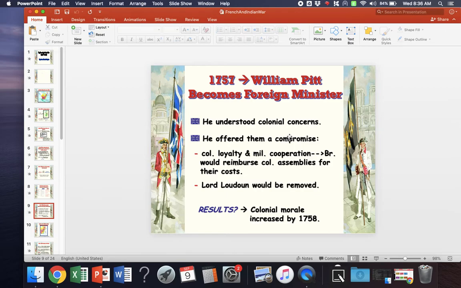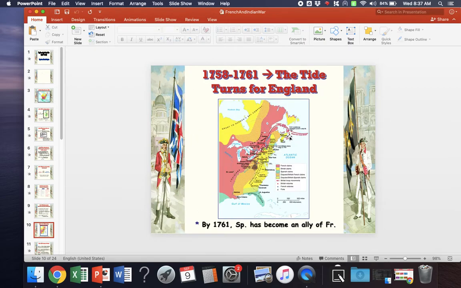Little spoiler alert. Take note to yourself. Do you think that Great Britain is going to follow through on these promises? Hopefully you can tell by the inflection in my voice what that answer is going to be. So when the colonial militia begin to really fight, the tide turns for England. Without the support of the colonial militia, France probably would have been much more successful and perhaps have even kicked the British out of North America.